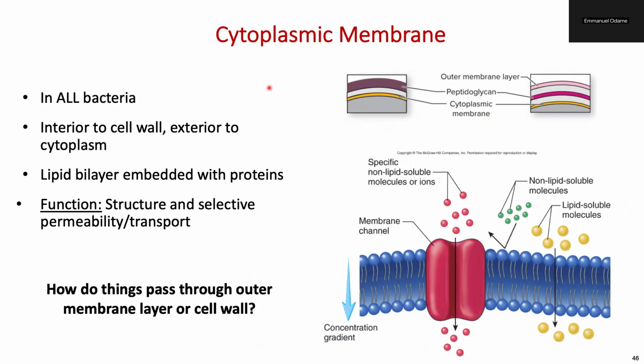So now let's talk about the cytoplasmic membrane. This is present in all bacteria, in the interior of the cell wall and the exterior of the cytoplasm. This is a bilipid layer embedded with proteins. As we can see from here, this is where it is. The function is basically to help with structure, selective permeability, and also transport of proteins in and out of the bacteria.